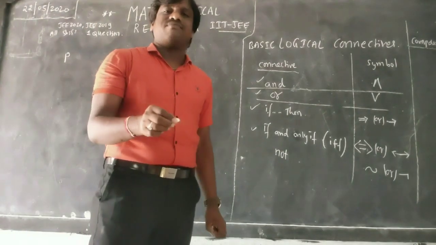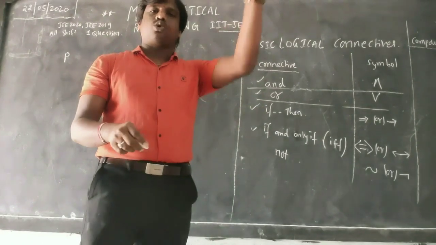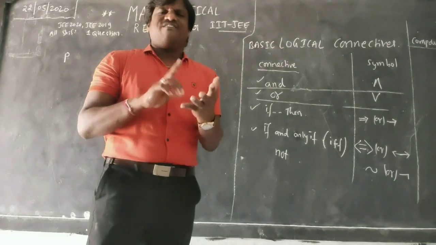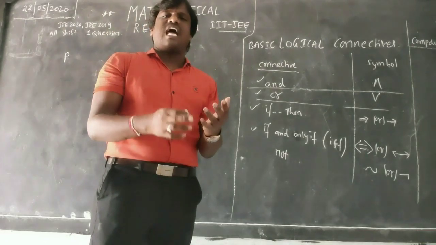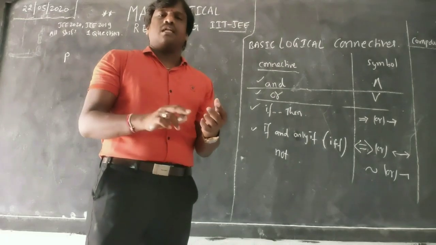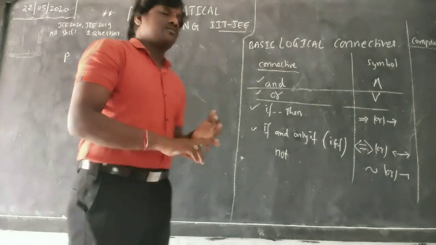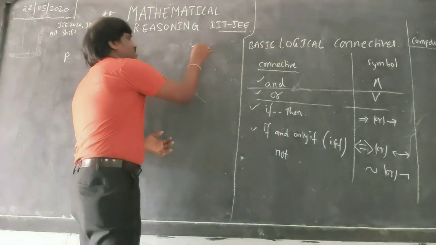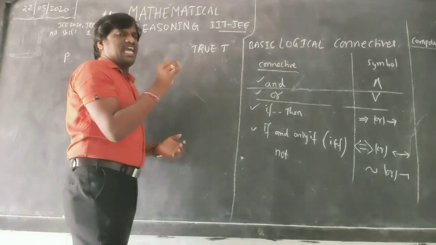Every statement has a truth value. The truth value is true or false. Every mathematical statement has truth values. The truth value is T or F. T means true, F means false. We use true as T and false as F.